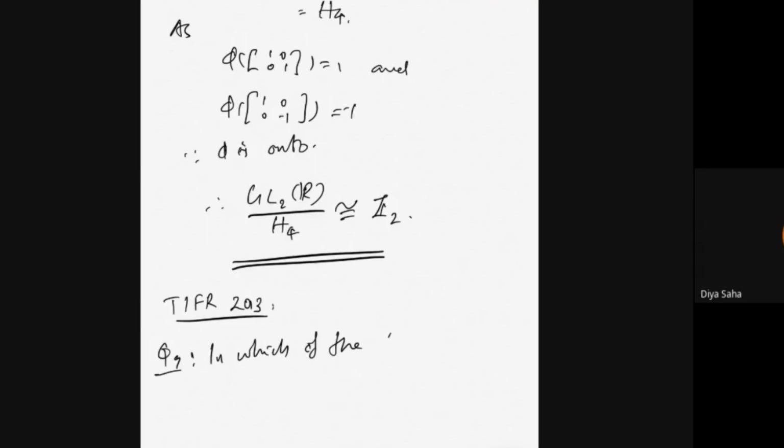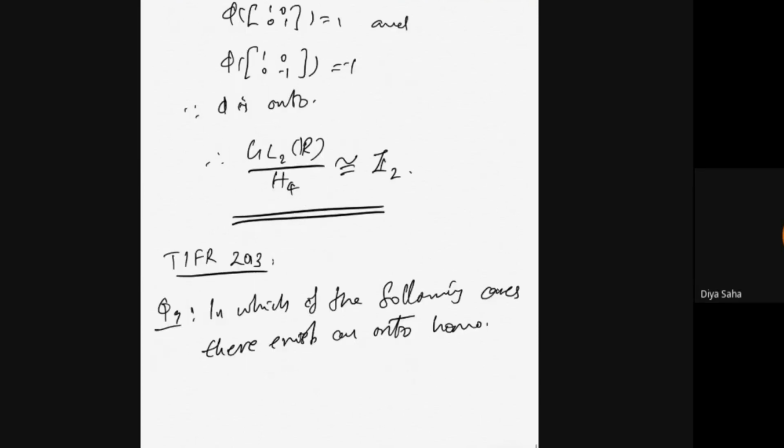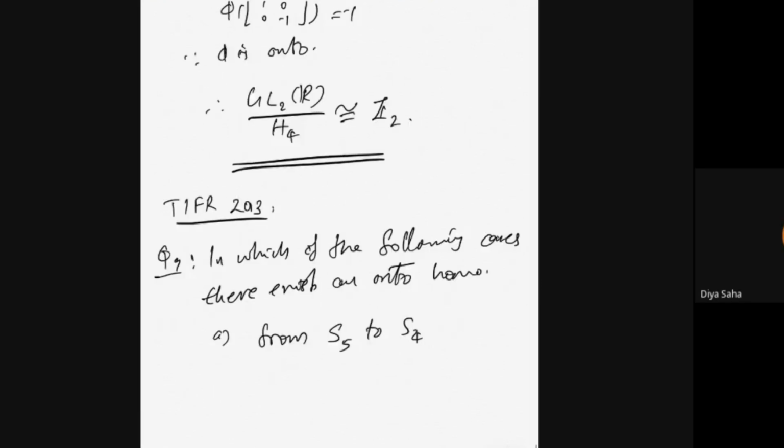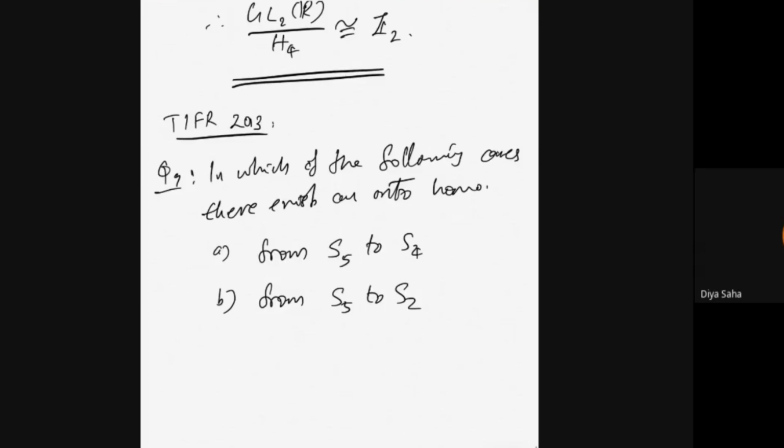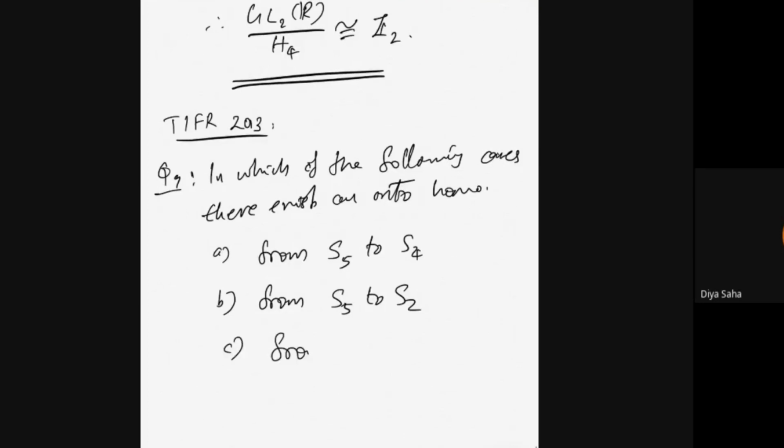Which of the following cases has an onto group homomorphism? A, from S5 to S4; B, from S5 to S2; C, from S5 to Z5.